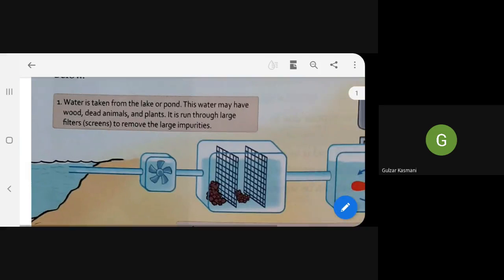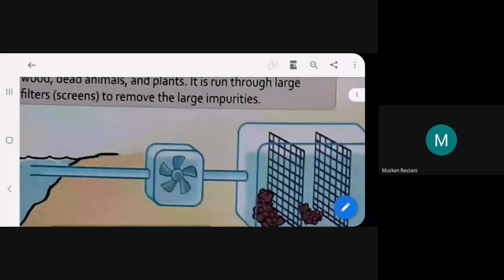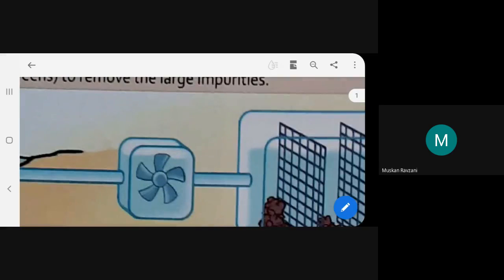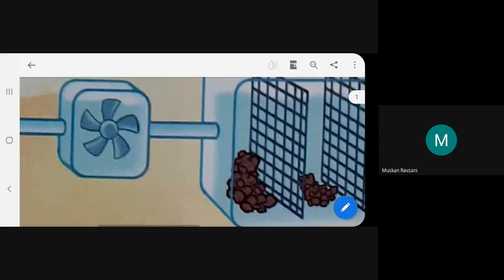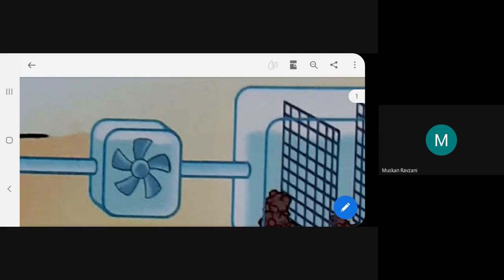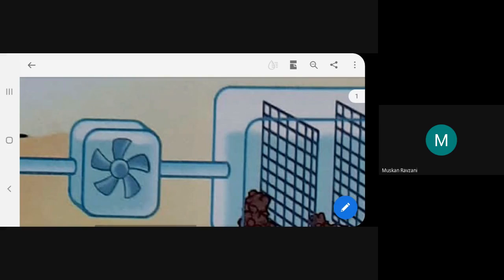Can you see this, beta? Yes, ma'am. As and when water enters here through the pipe, because of this fan-like structure and the instruments present in this tank, all the bigger impurities are converted into a smaller form. For example, if big branches of trees are there, big leaves, sometimes the dead bodies of animals, they all get divided into small pieces.